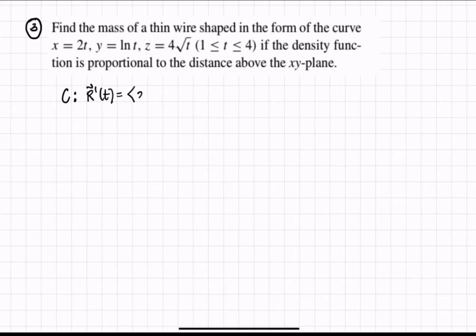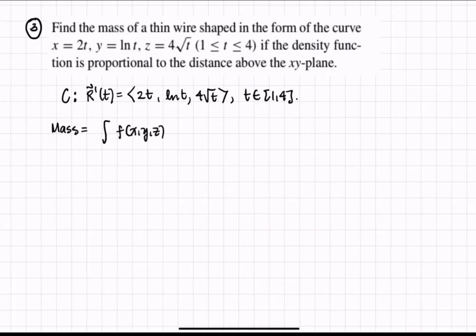So, the x component is 2t, the y component is ln of t, the z component is 4 square root of t, where your t is between 1 to 4. So, ang problema na lang natin ngayon is the density function kasi ang mass is equal to the line integral of the density f x y z with respect to the arc length along C. Okay, so paano natin kukuhanin yung density function?